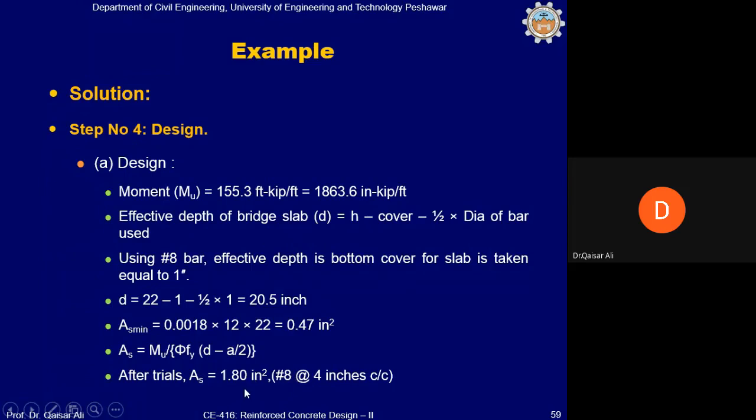If we want to use number 8 bar, whose area is 0.79 square inch, we will require number 8 bars to be placed at 4 inch center to center.